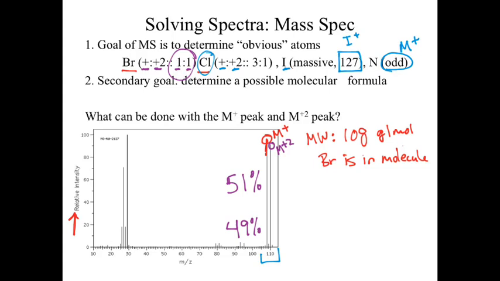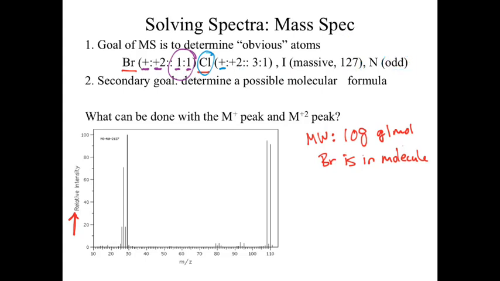So from that information, go through and clean this up again. Clean all that junk out of the way. And in red, we've got our two pieces of information that we pulled from the mass spec. The molecular weight came from our M+ signal. The M+ to the M+2 gave us that we had bromine.